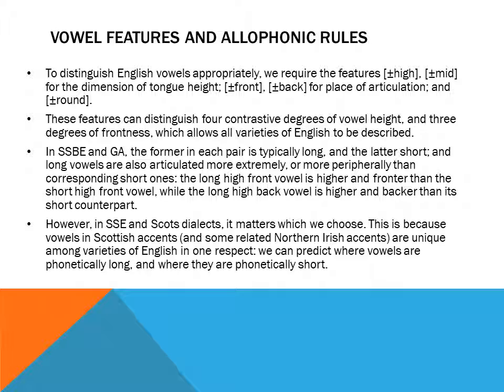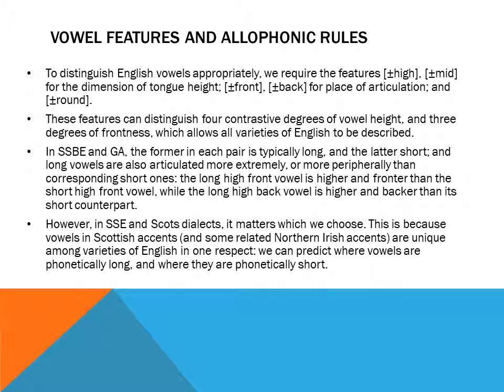Moving on to vowel features and allophonic rules. To distinguish English vowels appropriately, we require features for the dimension of tongue height such as high and mid, and we use the features front and back for place of articulation, and round. All those features can distinguish 4 contrastive degrees of vowel height and 3 degrees of roundness, which allows all varieties of English to be described.